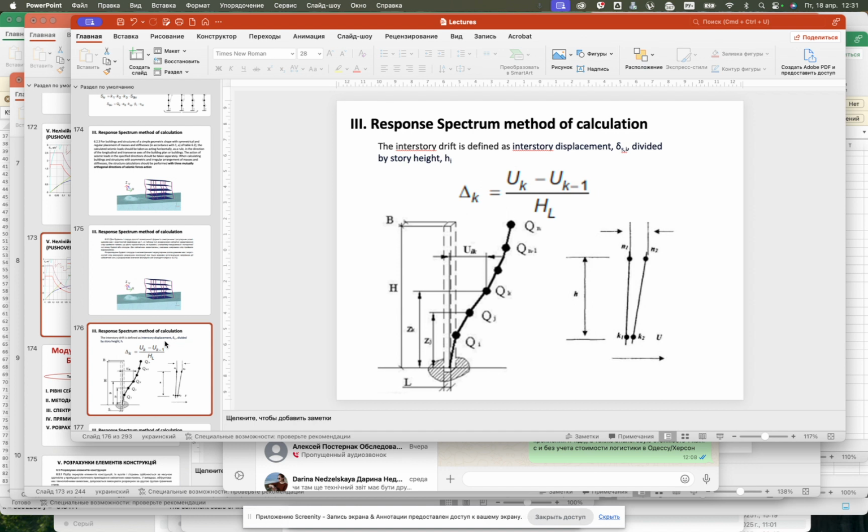Because if we consider only 1 meter of displacement, 1 meter is too much for a two-story building, but 1 meter is absolutely okay for, for example, a 30-story building.